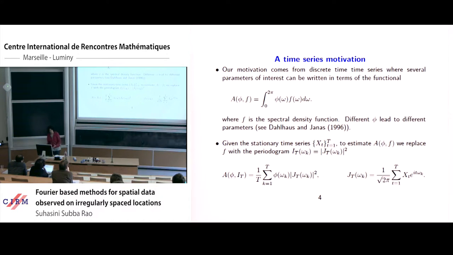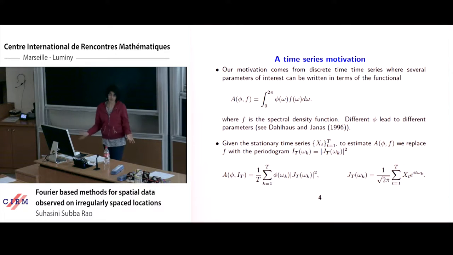So the motivation for the method I look at actually comes from time series analysis. So this is the link to the workshop over here. A lot of parameters of interest in time series can really be written in terms of functionals of the spectral density function. Okay, so there's a very nice paper by Dahlhaus and Janas, which tried to estimate the variance in this type of setup over here.